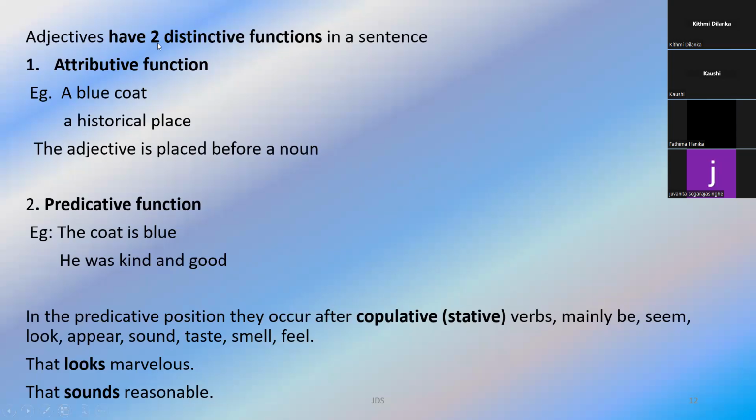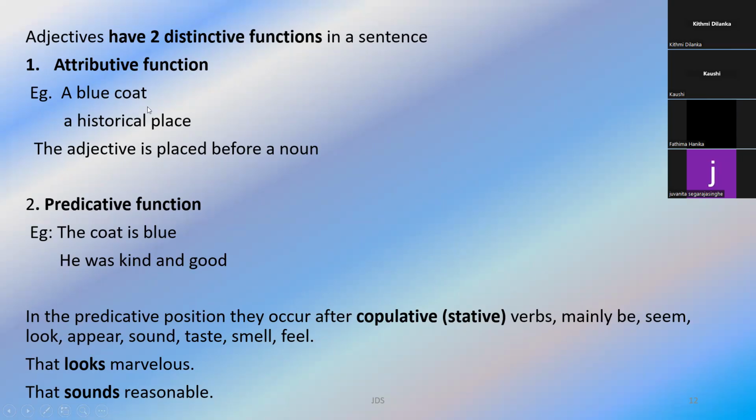Adjectives have two distinctive functions in a sentence. The first one is an attributive function. When an adjective is performing an attributive function, it will be placed right in front of a noun. It won't take any other position. It has to be placed right in front of the said noun.